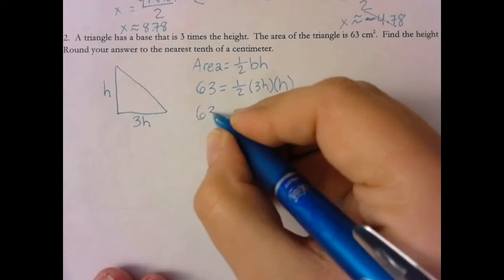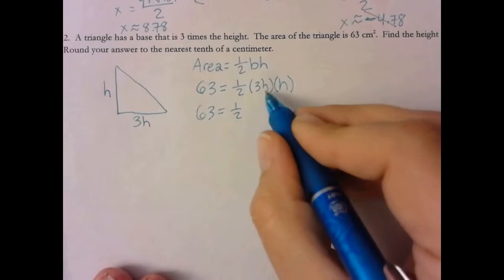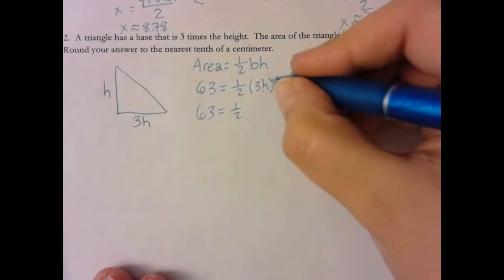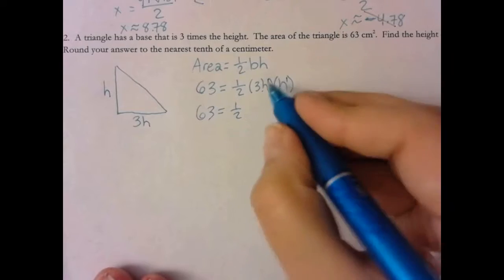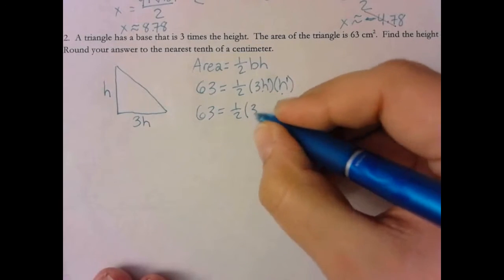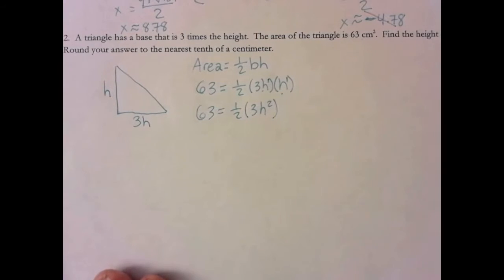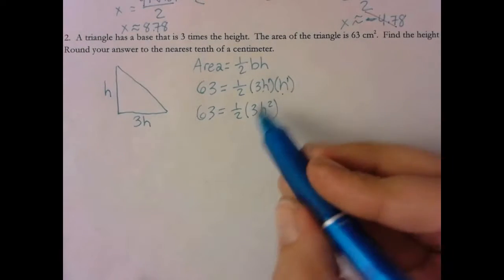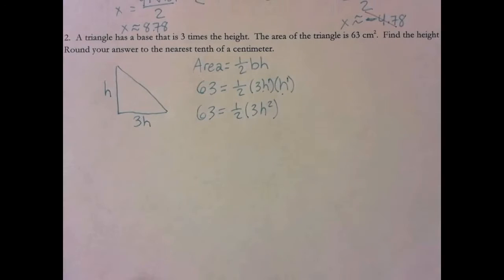So let's try to simplify this a little. We'll notice we have a monomial times a monomial, so we just need to add our exponents. They both have an exponent of 1. So 1 plus 1 is 2. So 3h squared. All right, here's where I pause and I realize, you know what? I got a 1/2 in front of my monomial. I don't like dealing with fractions. I don't know about you.